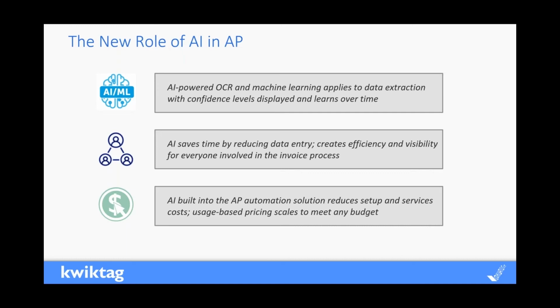So the role of AI in accounts payable is really taking data extraction and machine learning to a whole new level, where you can gain confidence that the data being extracted is accurate at whatever level of confidence that is. Maybe it's perfect, maybe it needs a little bit of a check, maybe it needs a little bit more work, maybe the system needs to learn, but you're going to know that right away, and the system is going to learn over time.